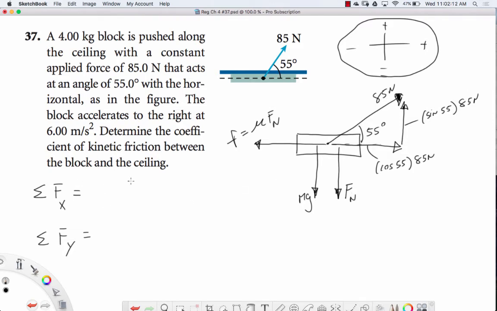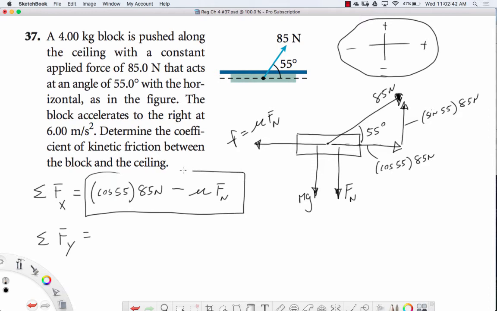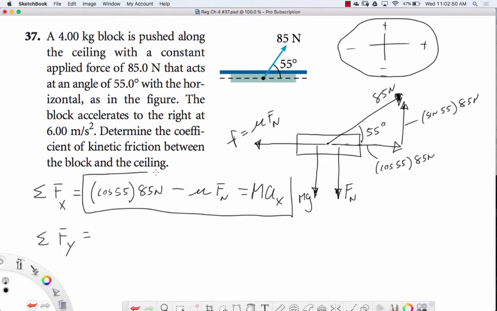How many forces do we have in the x direction? There are 1, 2 in the x. So paying attention to sign convention, it's going to look like this. Summing forces in the x, we're going to have cosine 55 times 85, then minus friction, and I'm going to put friction in as mu Fn, because that's the equation for friction. This is the sum of the forces. What does the sum of the forces always equal? Ma. So we just wrote a very useful equation that'll help us solve the problem.